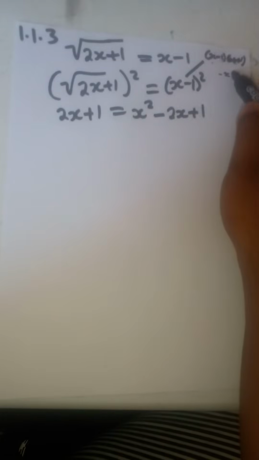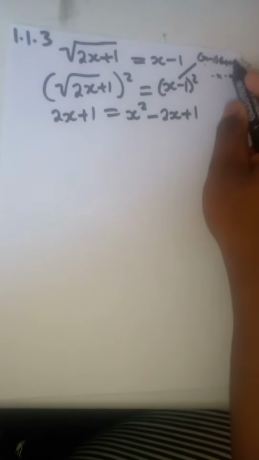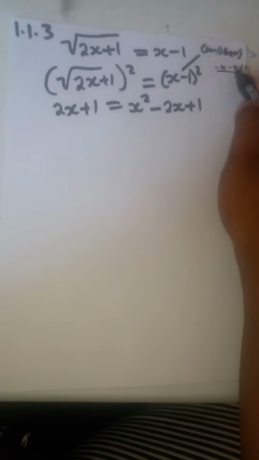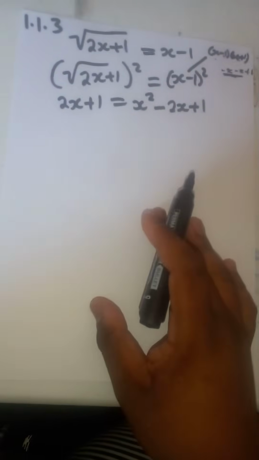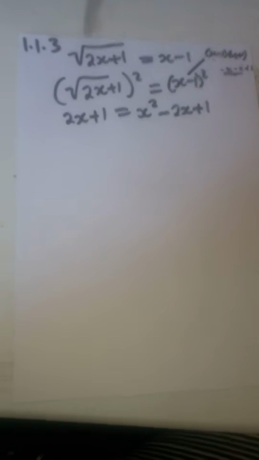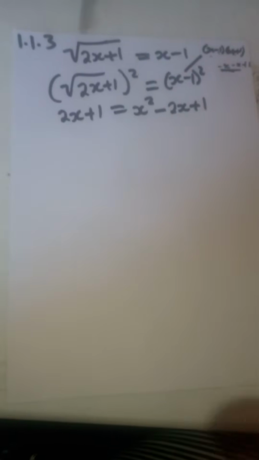Minus 1 times x is minus x. And then minus 1 times minus 1, it is what? Positive 1. So they are like terms there, which is what? Minus x and minus x, it is the same as what? Minus 2x. So now when it is like that, we are simply going to do what? Arrange them and put them in order.